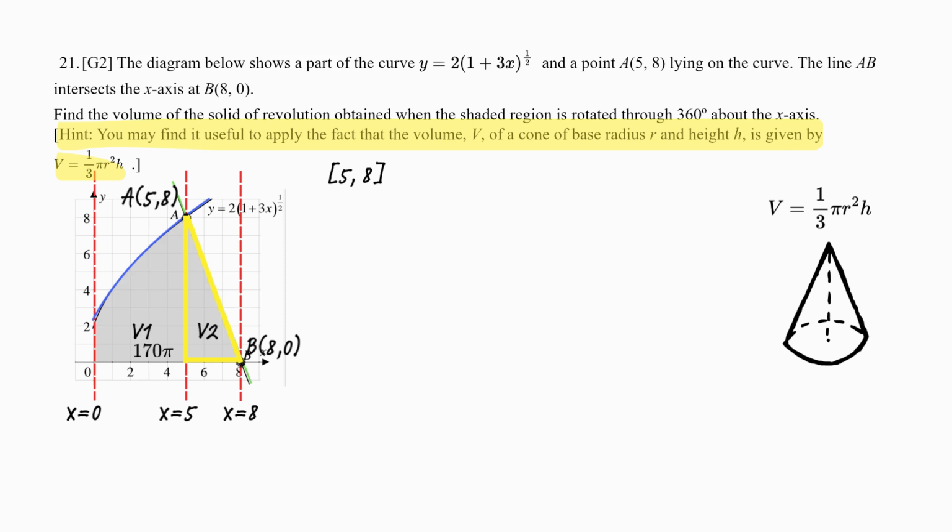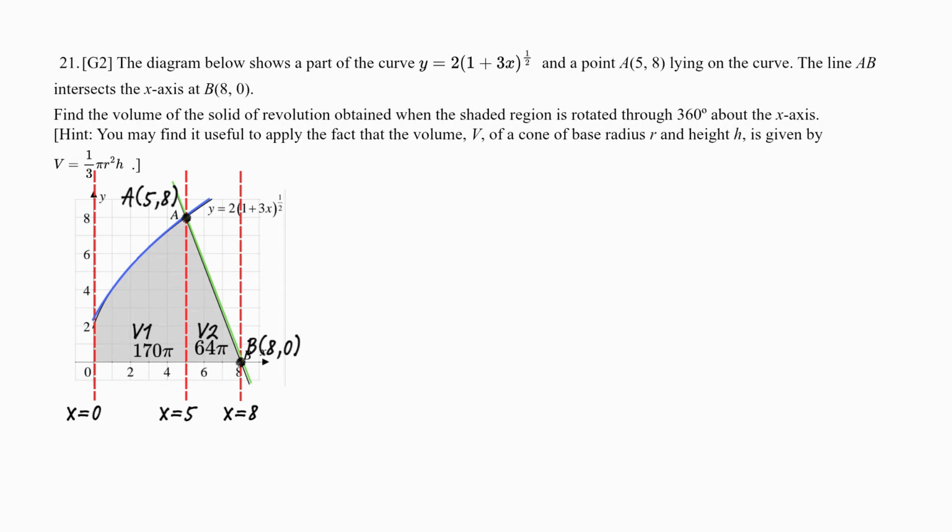Now, the radius r is the height of point A, which is 8. And the height h is the distance on the x-axis from x equals 5 to x equals 8. This is equal to 3. So, volume 2 equals 1/3 times pi times 8 squared times 3. Therefore, volume 2 equals 64 pi. So much easier than integration, right?